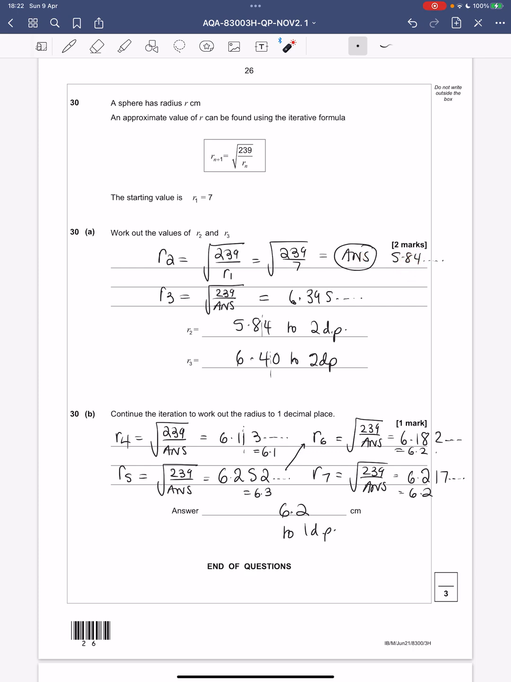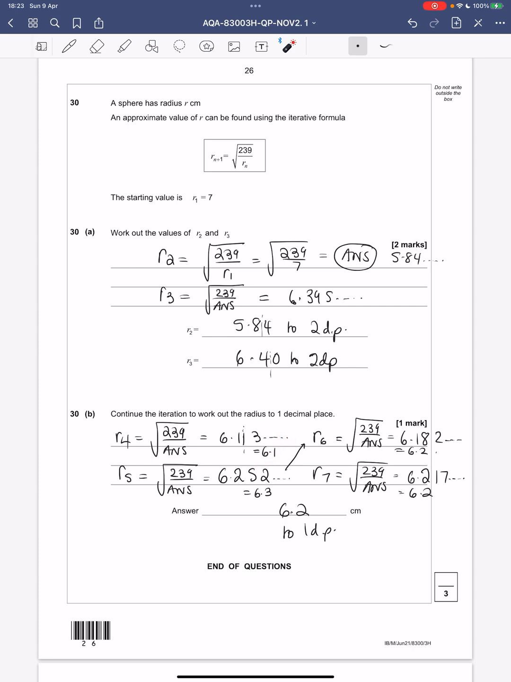Don't round it off. Then r3, so r2's got to go in there. And then you do the square root of 239 divided by answer, 6.395, which rounds off to 6.4, but leave the answer on there, because we need it in here. So continue the iteration to work out the radius to 1 dp. So r4 is the square root of 239 divided by the r3 answer, which is 6.113, etc., rounds off to 6.1.